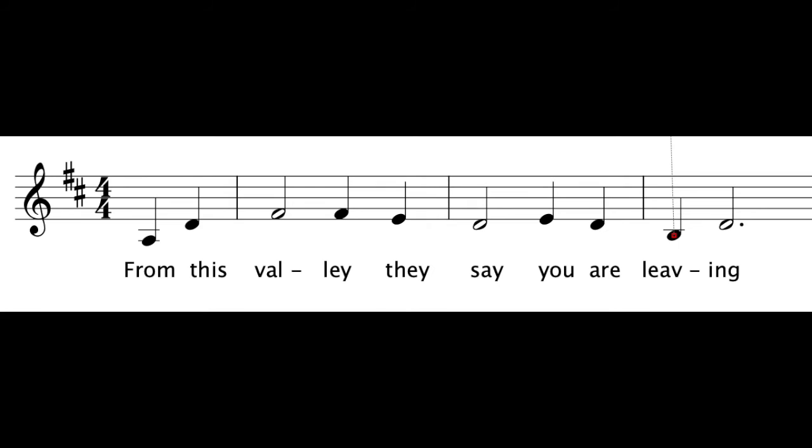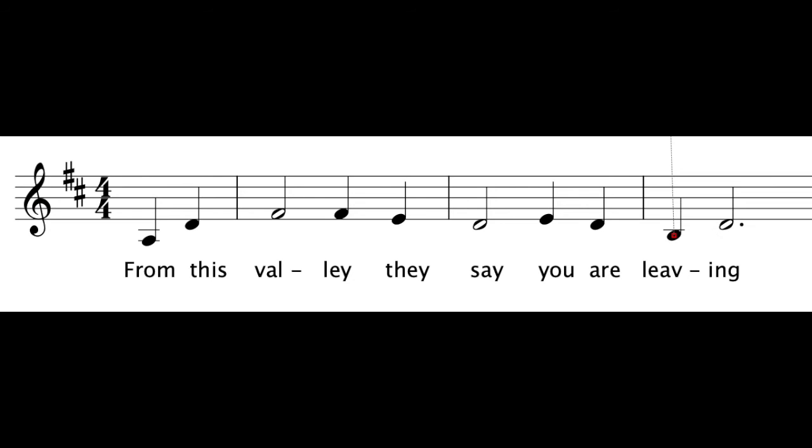From this valley they say, F sharp, E, D, you are leaving. So you've got, just naming those notes again, A, D, F sharp, E, D, E, D again. Then we go down to B, which is another note we haven't done. We just saw it in My Bonny. And then back to D again.